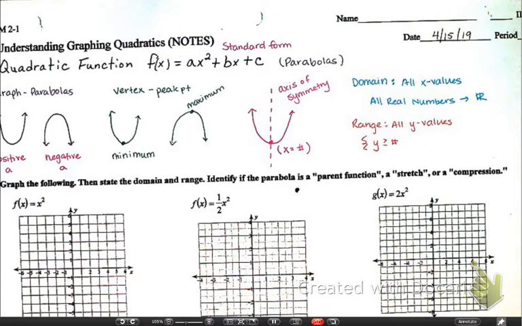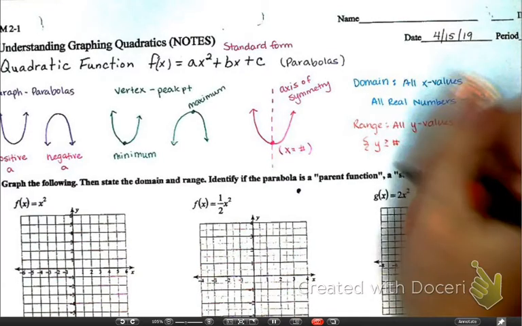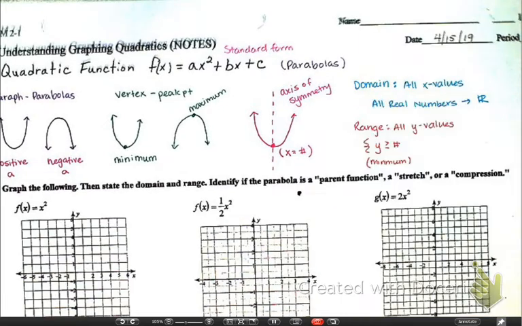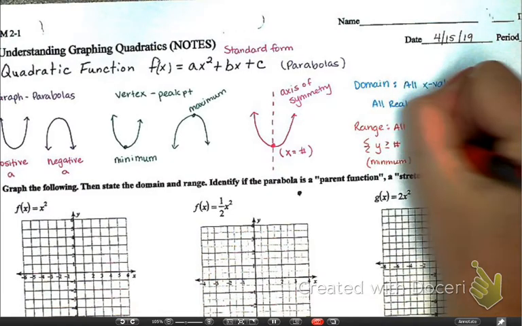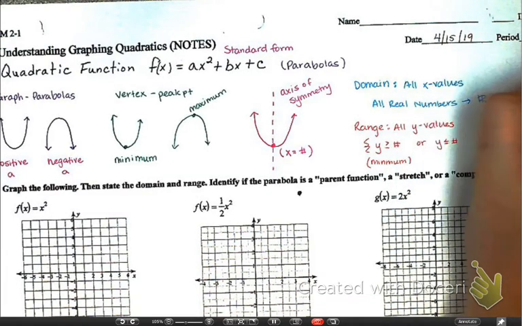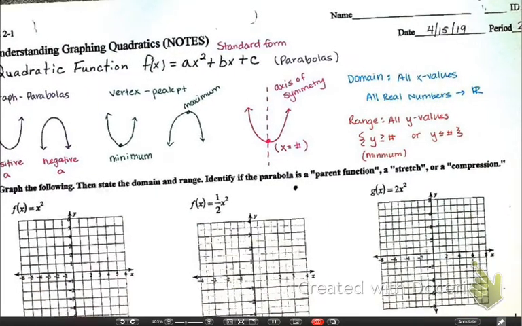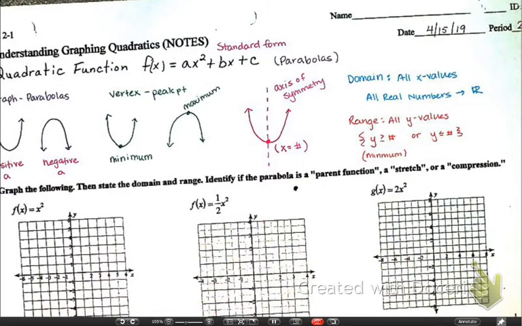Minimum. It's backwards. So if you have a minimum, it's going to be y is greater than or equal to whatever that minimum value is. Or we're going to have y is less than or equal to a number. And when's that going to happen? When are all the y values going to be less than our value? When it's at the top, so when it's a maximum.